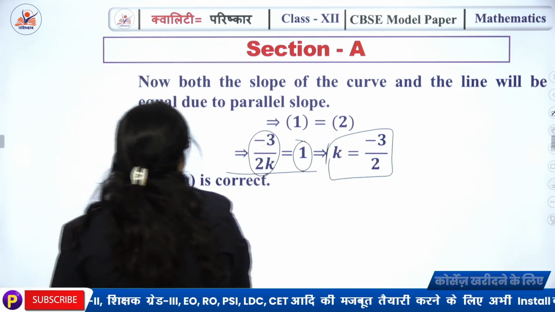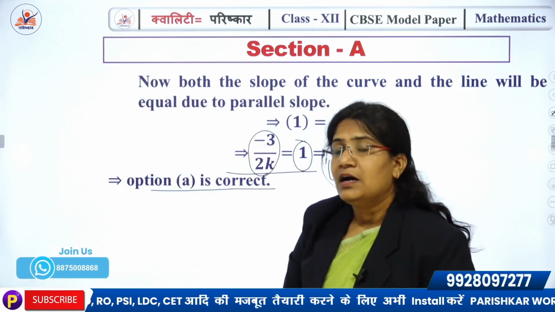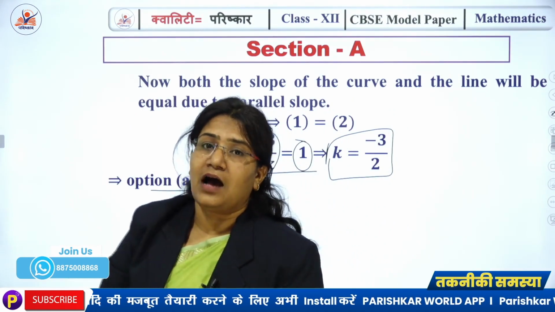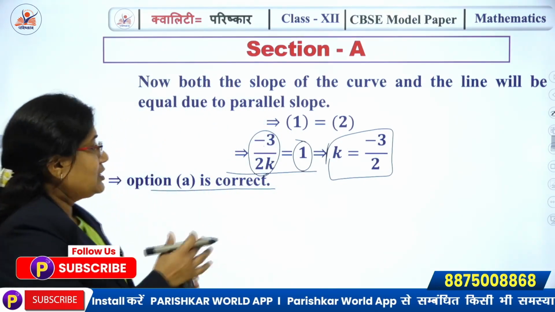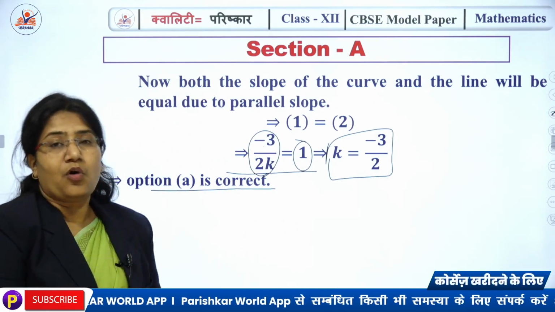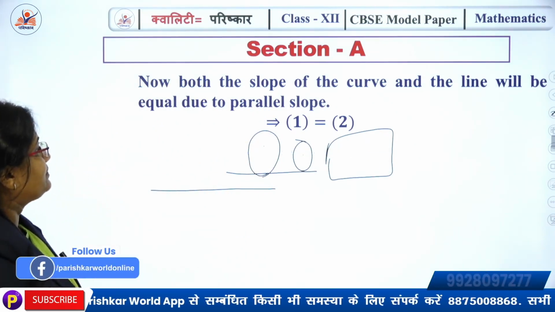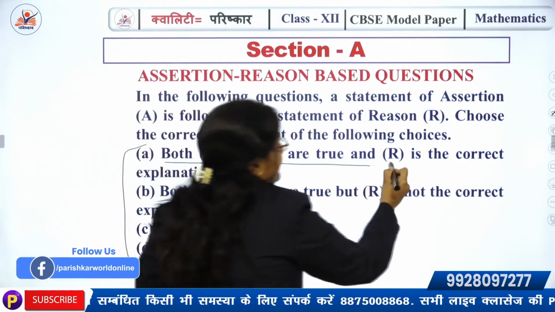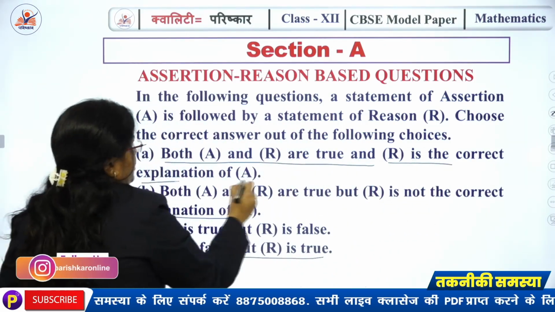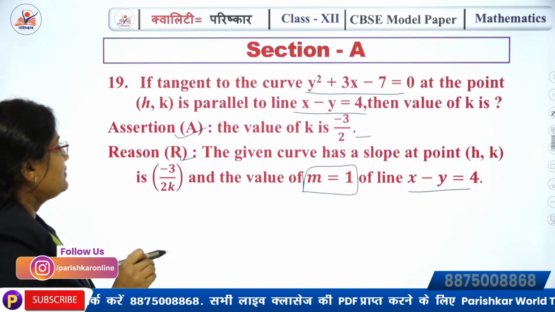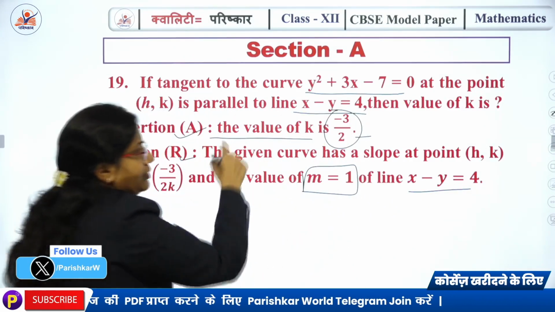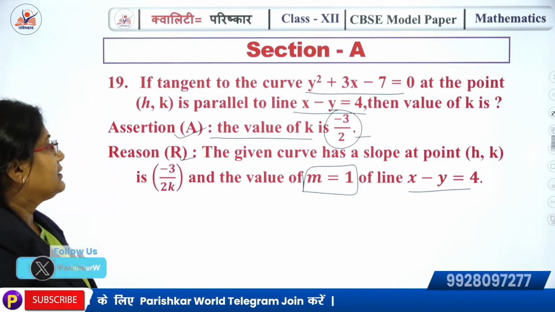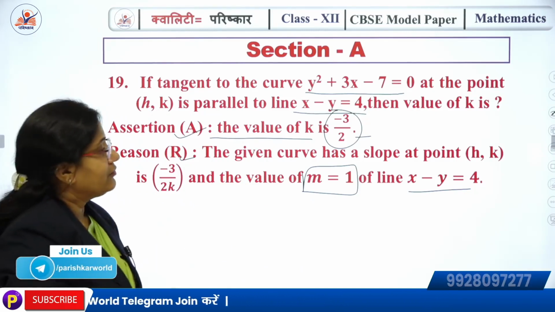What was option A? Option A is: assertion A and reason R both are correct, and R is the right explanation of the assertion A. Let's see. Both A and R are true and R is the correct explanation of A. Here we are given that the value of k is minus 3 by 2. Remember, we calculated now, the value of k is minus 3 by 2, which is right.